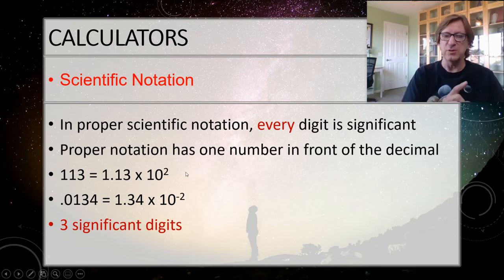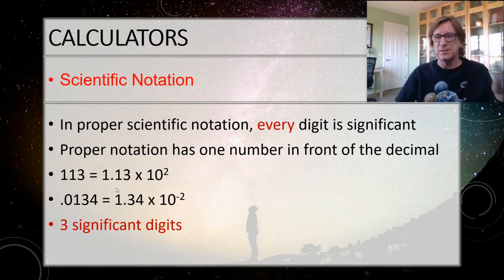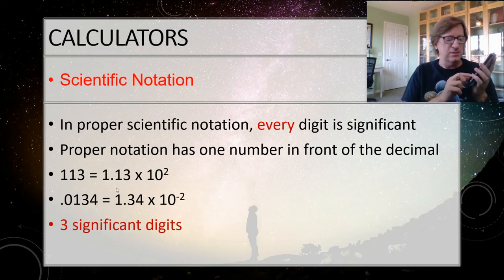Just remember on your calculator, that times 10 to the is your EE button. So you would put this in as 1.13, let's clear this up, 1.13 EE, which is times 10 to the 2. And that's it. You don't have to hit equals. You don't have to do anything.